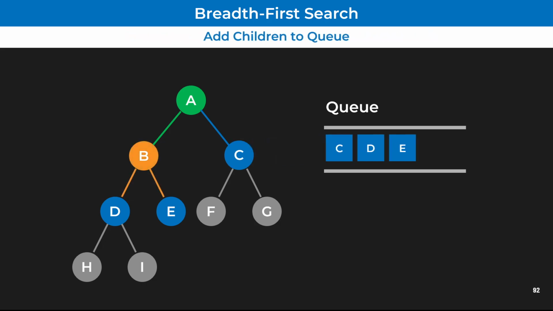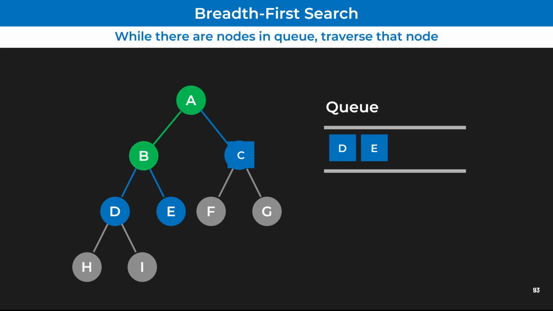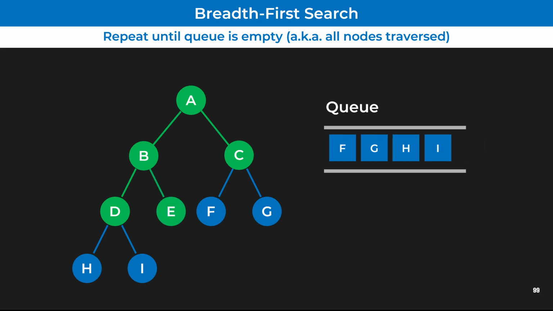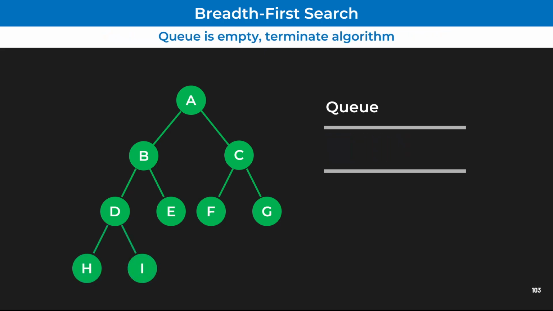Why not D? Because C is in front in the queue. I haven't visited C, so I cannot go down deeper to D and E. Okay, this is breadth first search. So I go to C, then I will explore F and G. So this will be D, E, F, G. Which node should I visit next? D, because D is in front of the queue. So I'll take D, explore H and I. So now E, F, G, H, and I. This is breadth-first search.